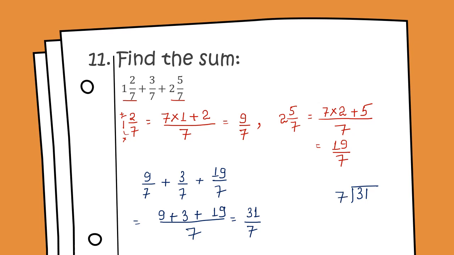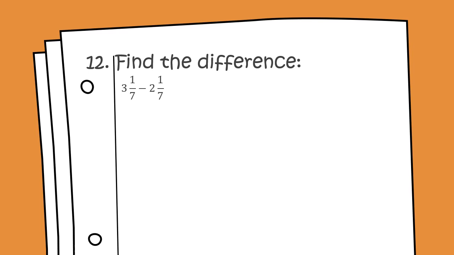Divide 31 by 7. 7 4s are 28. Subtract, 3 will be left. So this 4 will come as the whole part. 3 will be written as numerator and 7 as denominator. So the sum is 4 whole 3 by 7. In the next question, we have to find the difference.